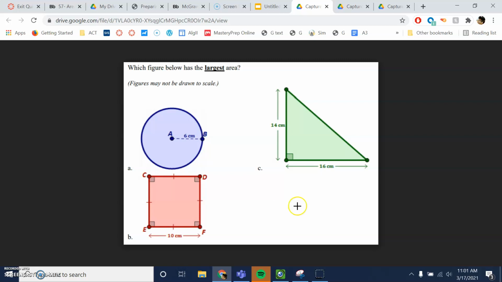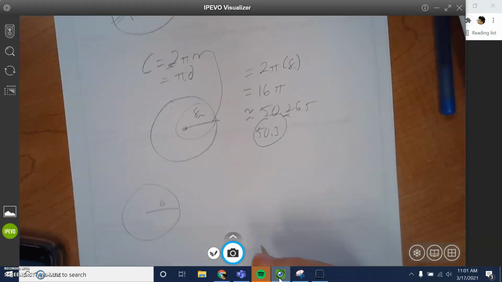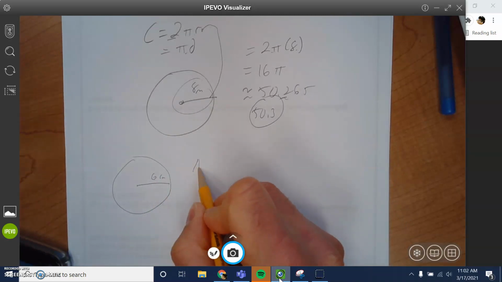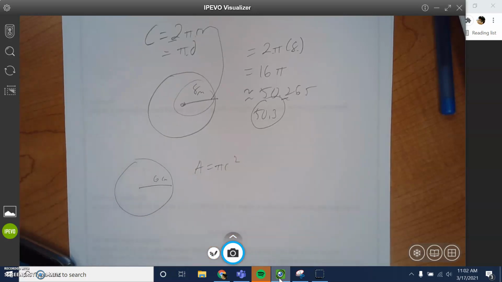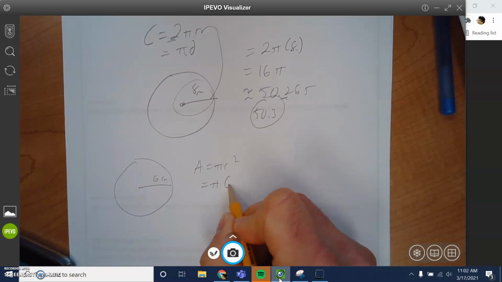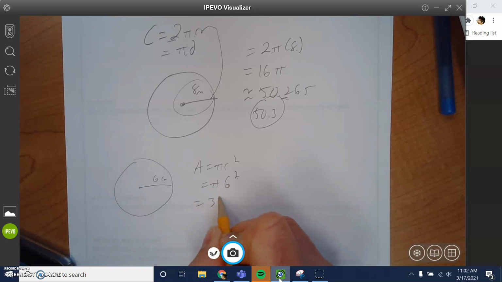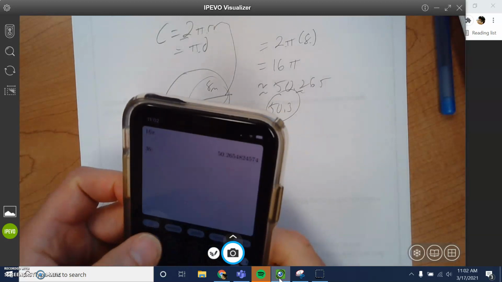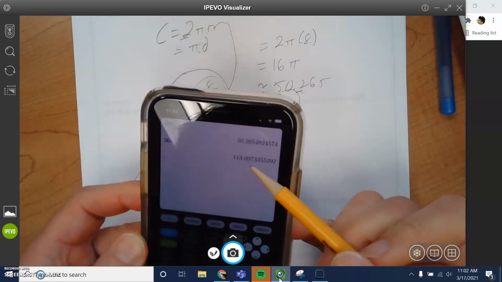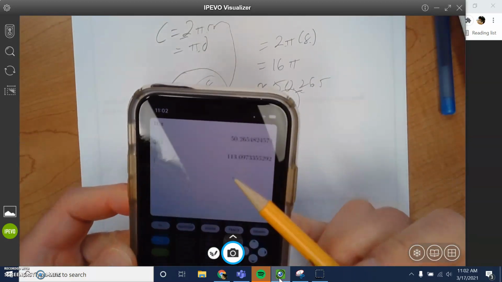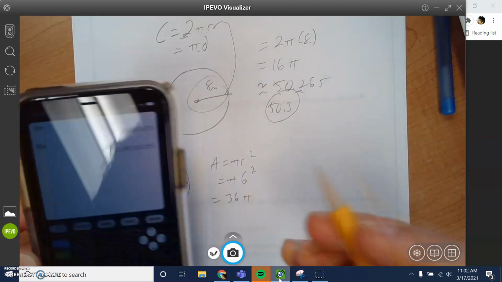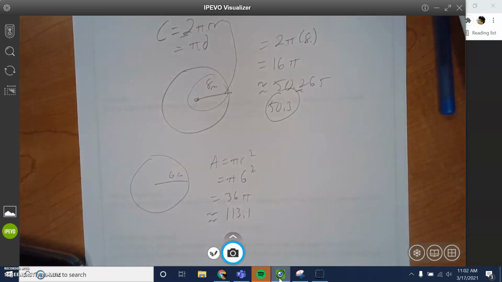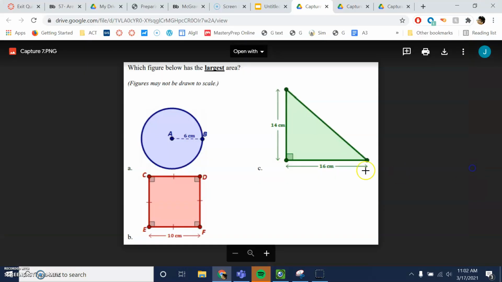So the circle has a radius of 6 centimeters right here. Area is pi r squared. So that's going to be pi times 6 squared. 6 times 6 is 36 times pi. So 36 times pi is about 113.09, about 113.1. Okay, so I'm going to hold on to that right now.